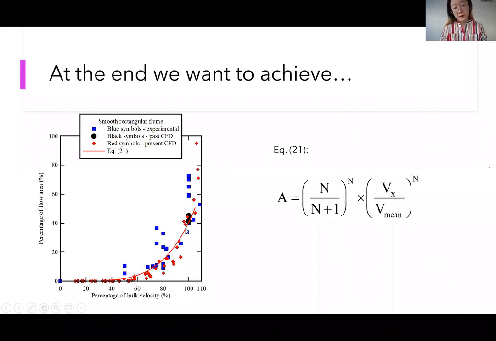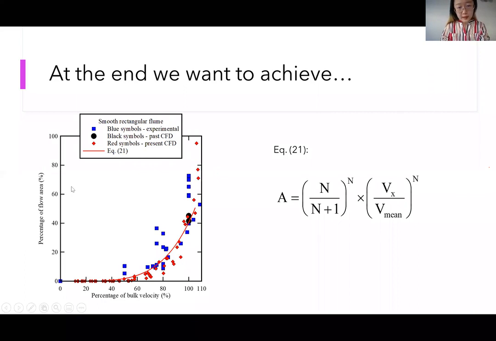And we fitted a basically empirical equation within the data that we have, and that is the equation. So instead of using the chart, they can also use the equation to get the area that they want and see if it satisfies their guidelines or their target.